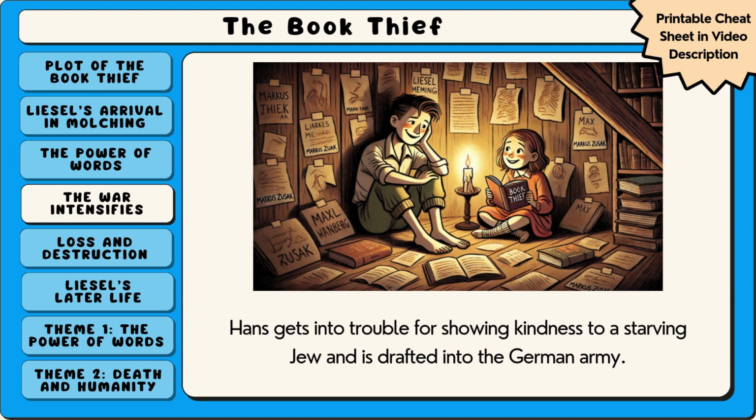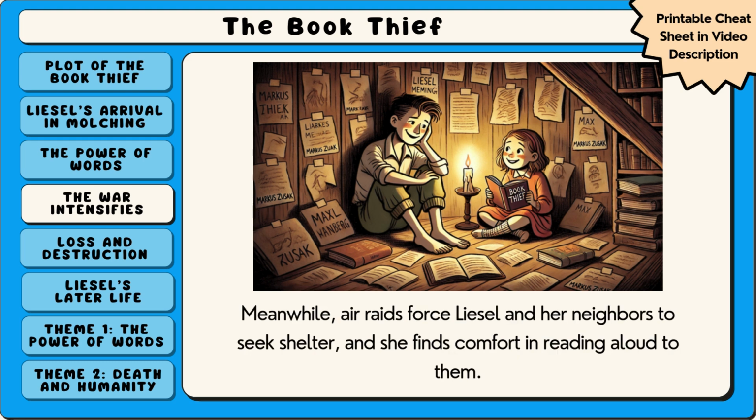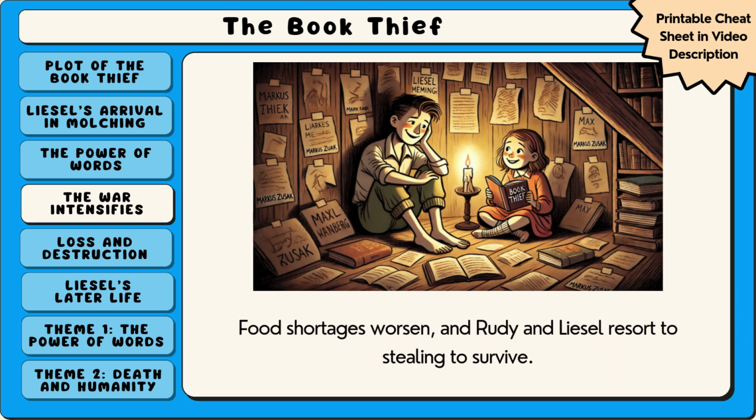Hans gets into trouble for showing kindness to a starving Jew and is drafted into the German army. Meanwhile, air raids force Liesel and her neighbours to seek shelter, and she finds comfort in reading aloud to them. Food shortages worsen, and Rudi and Liesel resort to stealing to survive.